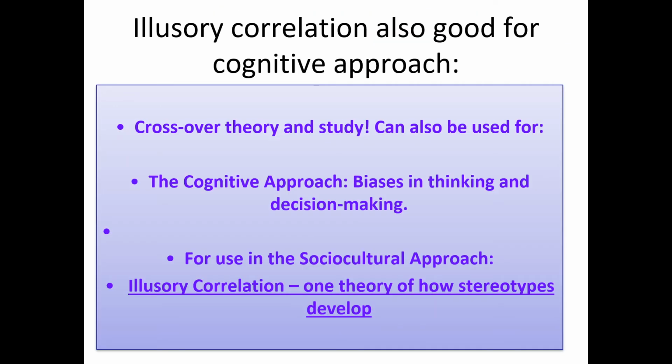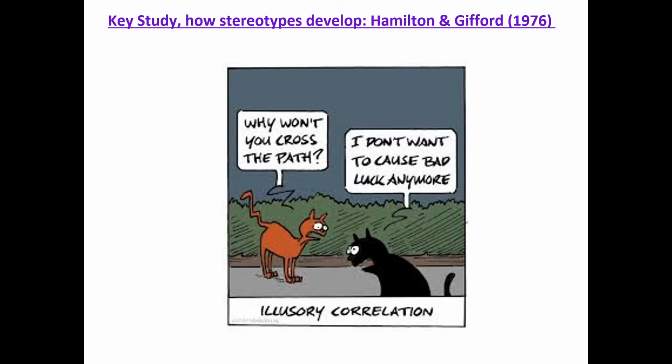Okay, so the good thing about illusory correlation is it crosses over into the cognitive approach. You could use this as your theory and the study for biases in thinking and decision making. Because even though this is a sociocultural approach and we're talking about stereotyping, the actual process of illusory correlation is cognitive. But then that translates into social behaviour. So it's a great crossover theory for use in the sociocultural approach, what we're doing now, how stereotypes develop.